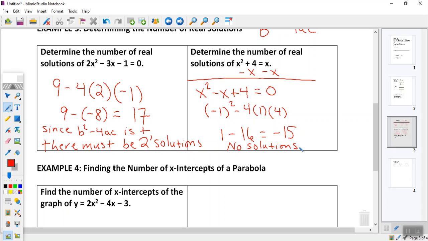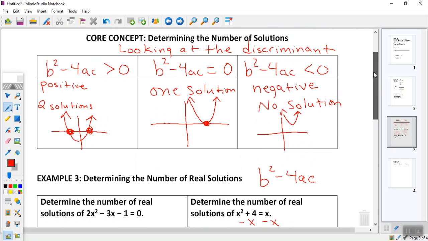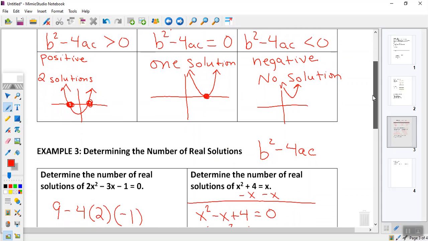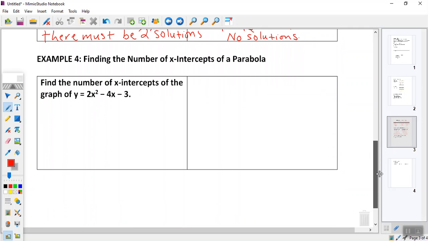When I say find the solutions, you're doing the whole formula. But when I say determine how many they are, you're only looking at part of the formula. And what's the name of that part of the formula? What do we call this part of the formula? The discriminant, okay? So down here, this next thing, kids, I want to have you do the same thing here.